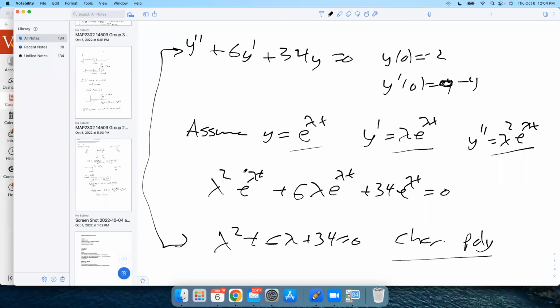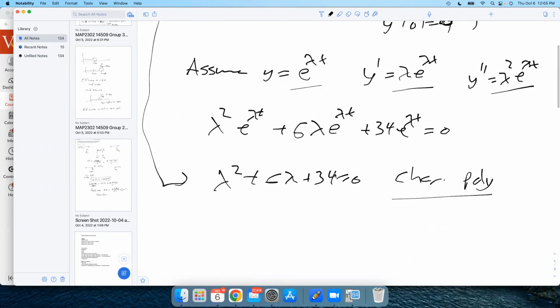You got to be careful though. If either of these guys are missing, you got to make sure you match your powers up. Remember, the power on lambda corresponds to the order of the derivative. And this is 0th order here. That's why there's no lambda on the 34. So like if I take this guy out and we only had a y double prime and a y, it's very common for people to want to put a lambda on this last one when it doesn't go there. So you got to be careful.